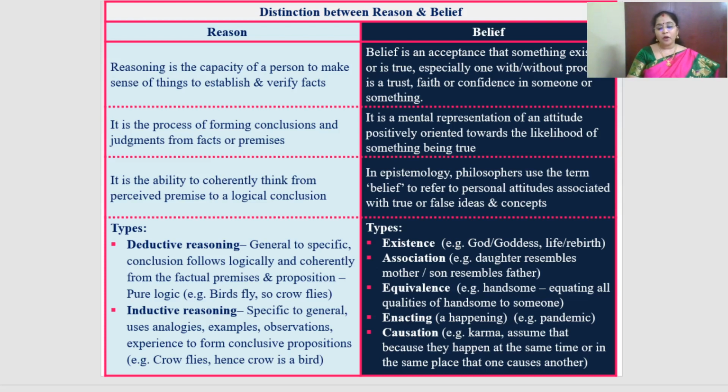For example, we all have a belief that there is God, the existence of goddess, life, birth, rebirth; all these are beliefs. We do have a sort of association. Whenever we come across that the daughter resembles the mother and the son resembles the father, we associate, and that is our belief. And we equate. For example, any actor or actress or any famous personality, we equate them with ourselves. So that is called equivalence.